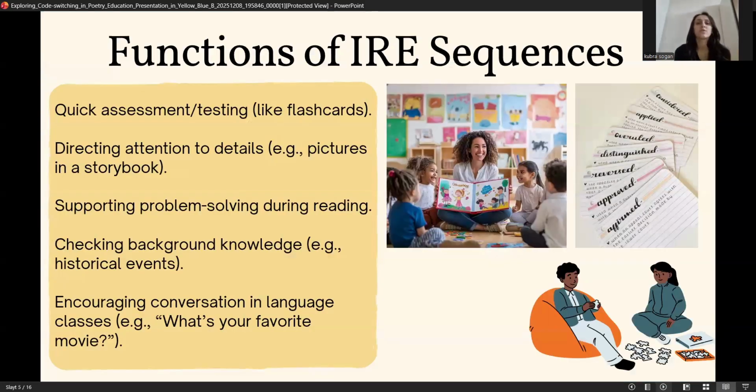Functions of IRE sequences. Quick assessments, testing like flashcards, directing attention to details, for example, pictures in a storybook, supporting problem solving during reading, checking background knowledge, for example, historical events, and encouraging conversation in language classes, for example, the question, what's your favorite movie?